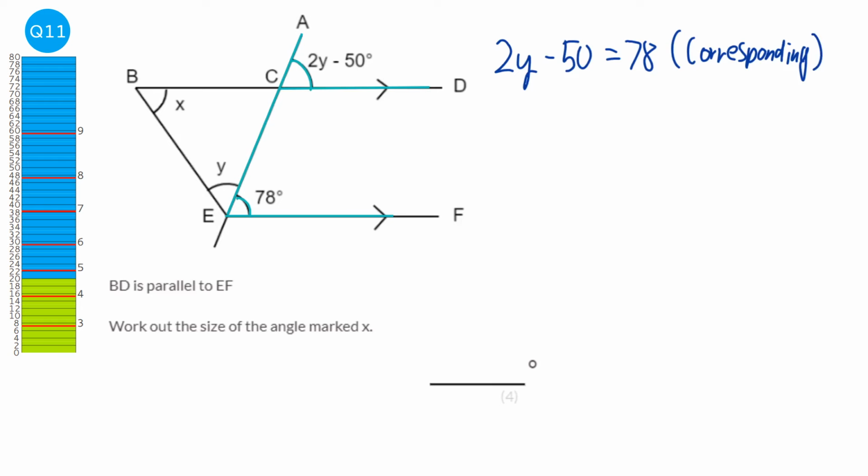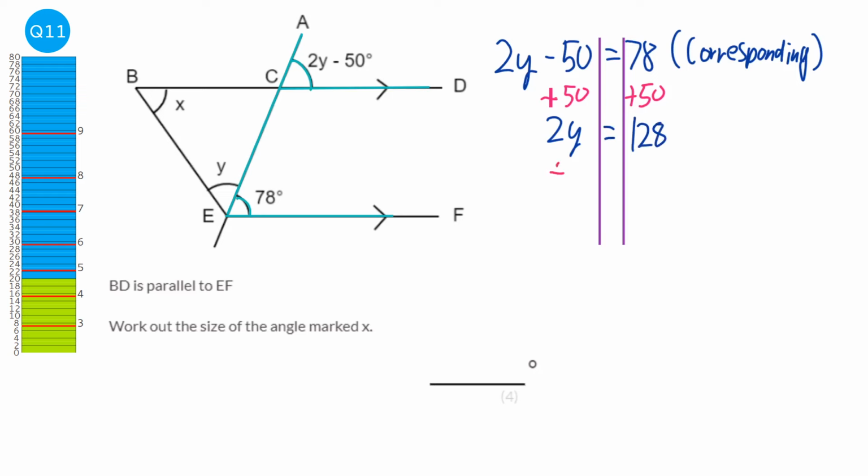Now here we've got an equation and we want to solve it, so we get our solving lines in. We'll first of all add 50 to both sides. So we've got 2y equals 78 plus 50, which would be 128. And then we're going to halve both sides, or divide by 2. So we've got 64. So we know that y is 64. And so we look back at the diagram to find out how we'd work out x.